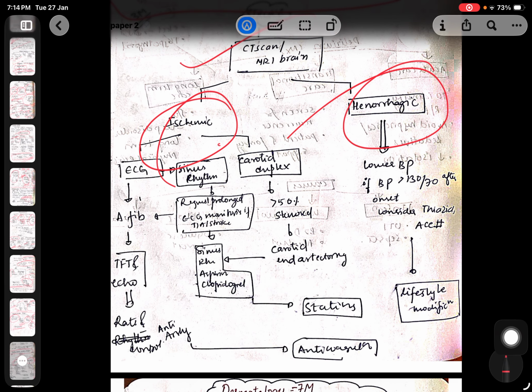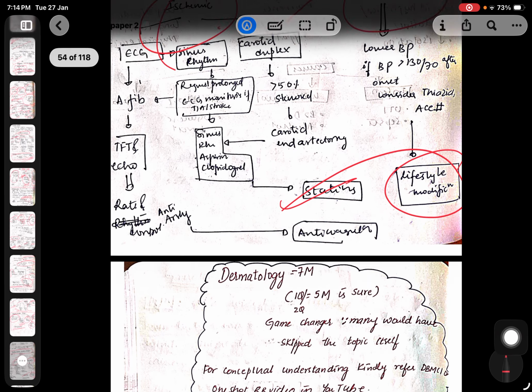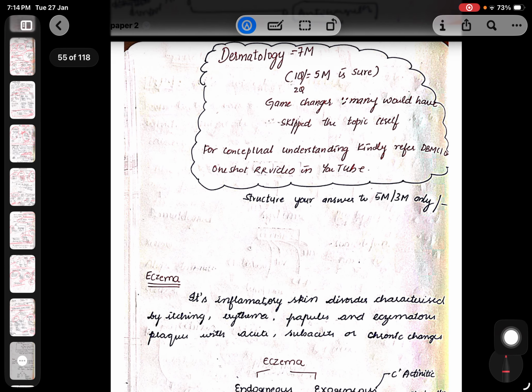Then if it's hemorrhagic, obviously you have to talk about lifestyle modification. And you check for ECG and carotid duplex to know where the thrombi is coming from in case of ischemic. Then you need to give statins and aspirin and anticoagulation throughout life. Then that's it about CNS.